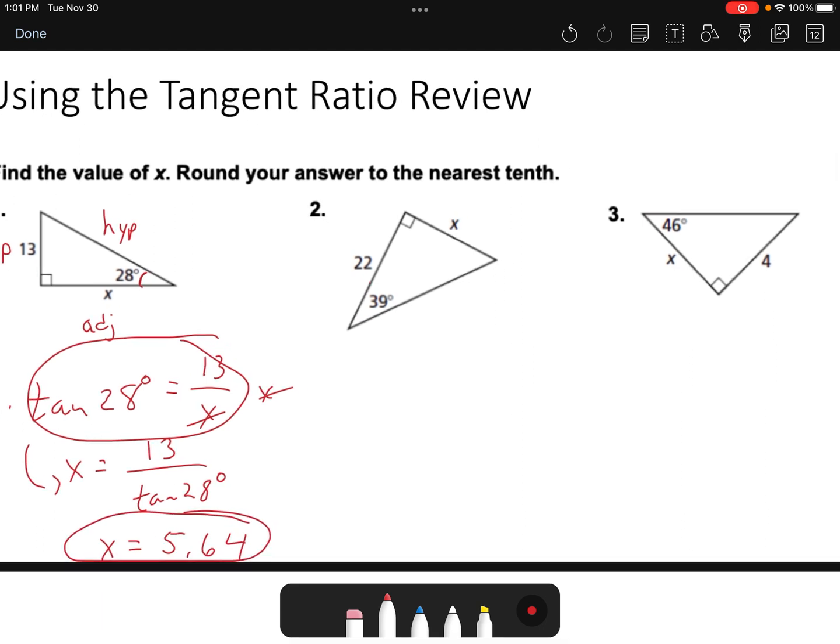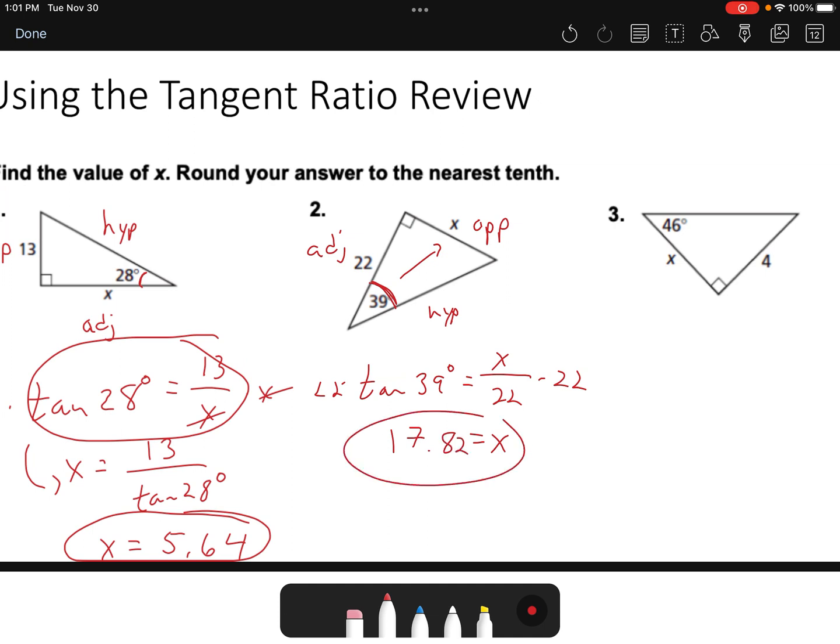Again, this is the hypotenuse because it's opposite the 90. X is opposite now, and 22 is adjacent. So the tangent of 39 equals opposite over adjacent. And this is one where we would just multiply by 22 and be done. So 22 tangent 39 gives us about 17.82.